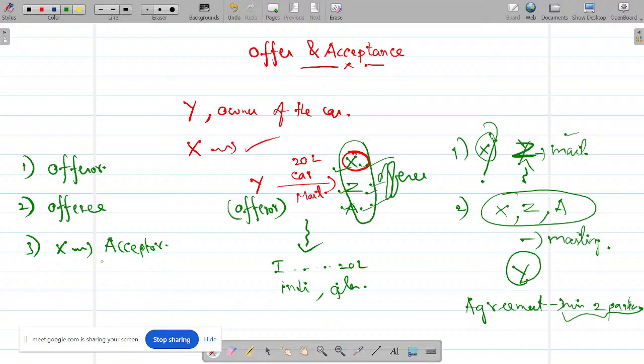So here, for convenience's sake, let me take that X has accepted the offer. X has sent a reply mail saying, I'll accept the offer, which means he becomes the acceptor now.